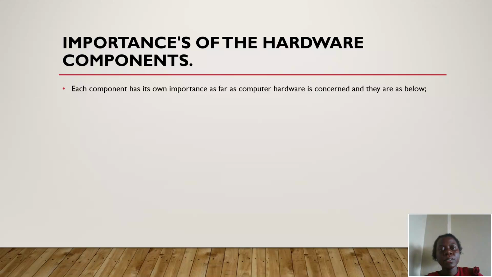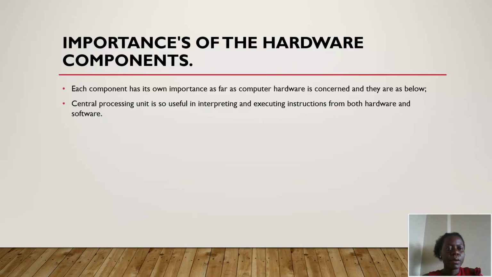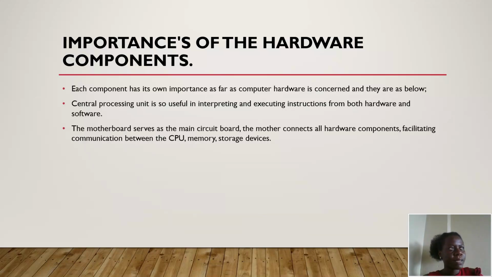Let us go to the importances of the hardware components. Since we have different hardware components, each component has its own importance as far as computer hardware is concerned, and they are as below. Let us begin with the central processing unit, and this is so useful in interpreting and executing instructions from both hardware and software.